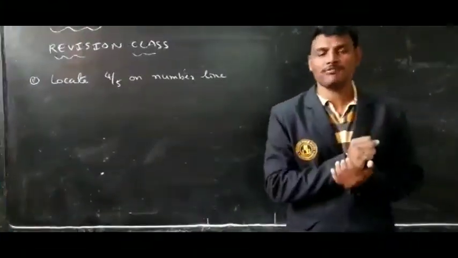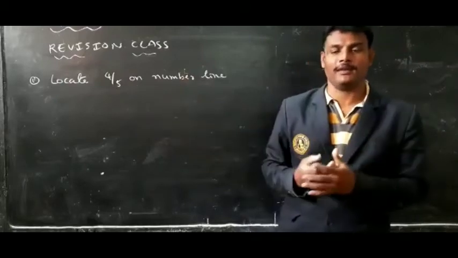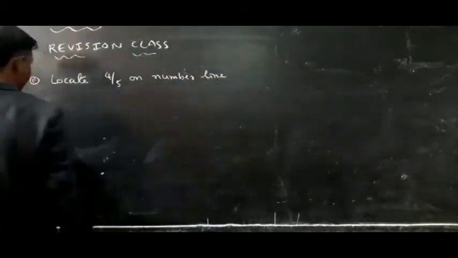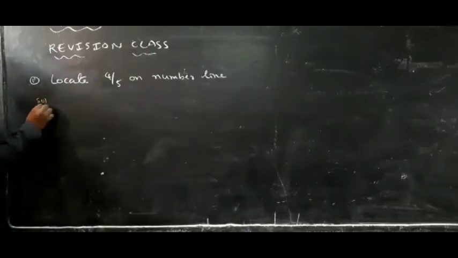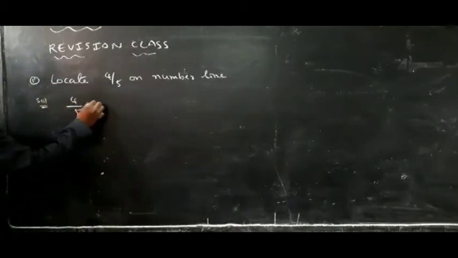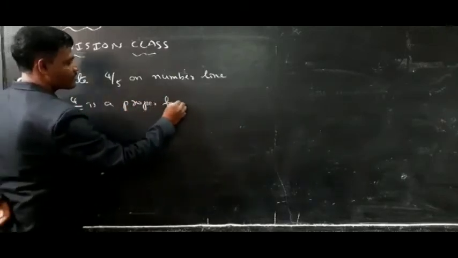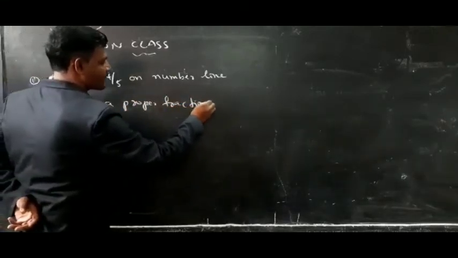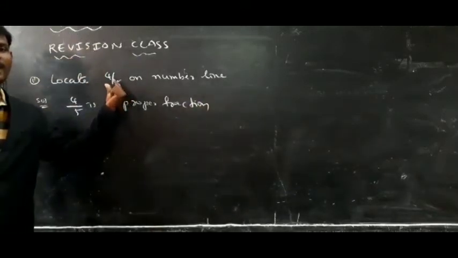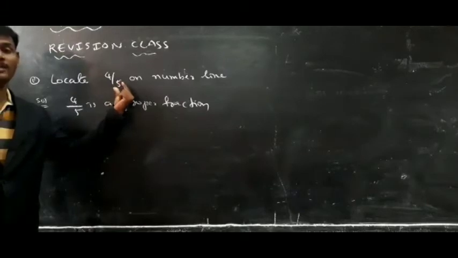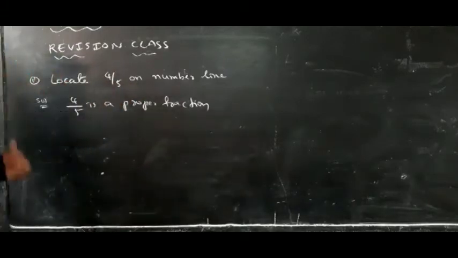So here is the first question in revision class. Locate 4 by 5 on number line. What is the question here? Locate 4 by 5 on number line. Solution. 4 by 5 is a proper fraction. Why? Because here the denominator is more than the numerator. Its value is always below 1. So 4 by 5 is a proper fraction.